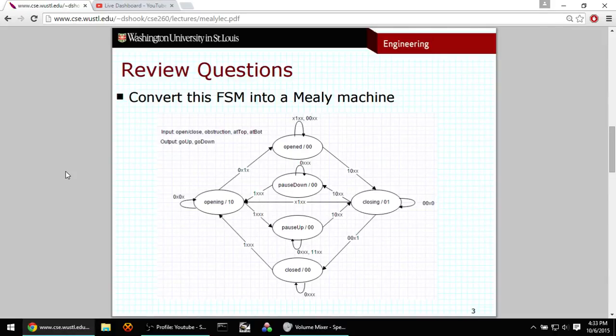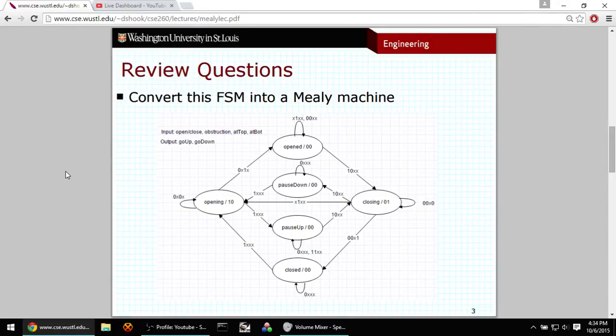So if I examine this from the Moore perspective and the Mealy perspective, let's say this is our at bottom input, and this is our clock. I want to know what the value of our go down output will be based on this timing diagram for both a Moore machine and a Mealy machine. So here I see the input changes from low to high. Everybody would agree that up until this point, while the signal is low, the value of go down should be high, because I'm in the closing state and I'm not yet at the bottom. So for a Mealy machine and a Moore machine, this signal is going to be high until at least I see this transition.